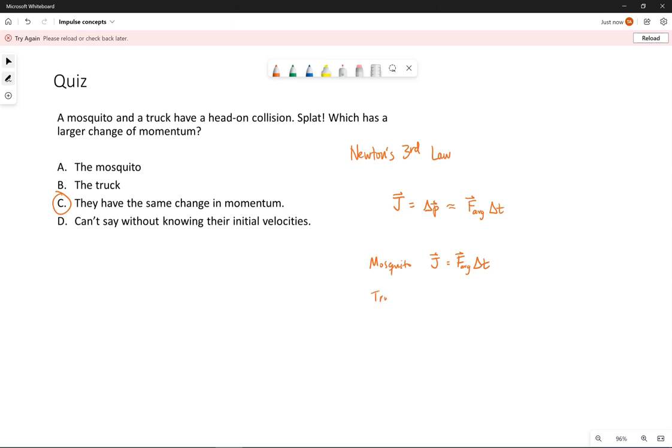Similarly, the force the truck experiences from the mosquito is the same size, same magnitude, same number of newtons, just in the opposite direction. That impulsive force exists for the same amount of time because that force is the force they're exerting on each other. If the forces are the same, then the impulse has to be the same in magnitude. They'll be oppositely directed. Impulse is a vector, but they will have the same size of impulse.